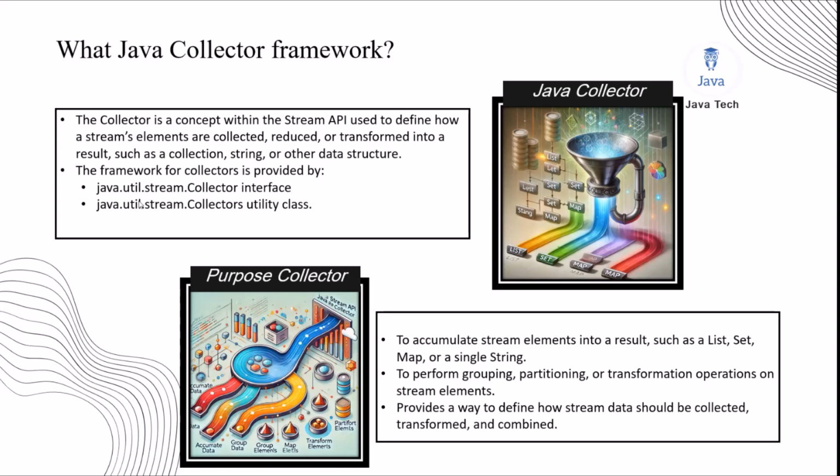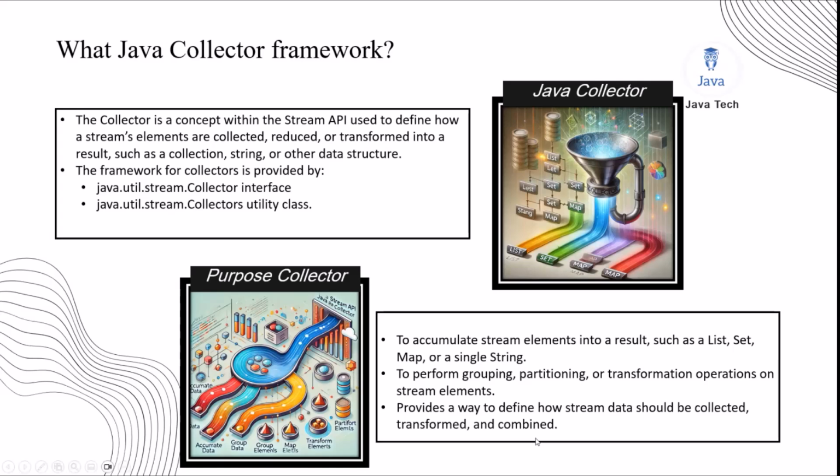So in the framework, we have two types of object. We have a Collector interface and the other is the Collectors util class. Now let's see what is the use of the collector framework. Main use is to transform one type of stream to a list, to a set, to a map, or a single value. It can also be used for grouping, partitioning, and other transformation functions. It provides a way to define how the stream data should be collected, transformed, and combined.